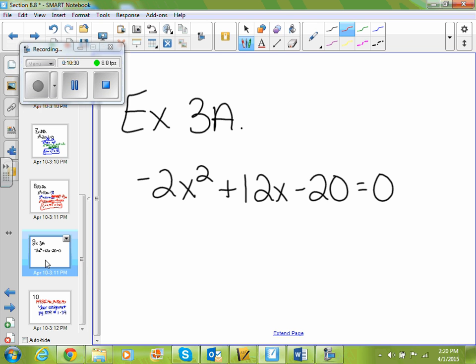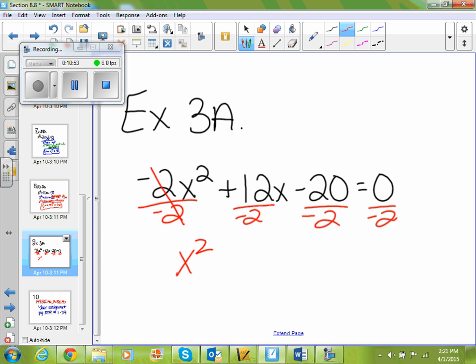Last one, negative 2x squared plus 12x minus 20 equals 0. What was the first thing I said about the number in front of your x squared? You have to remove it. Okay, so how do I get rid of a multiplying by negative 2? You divide. Divide by negative 2. Whatever I divide, I have to divide everything by negative 2.